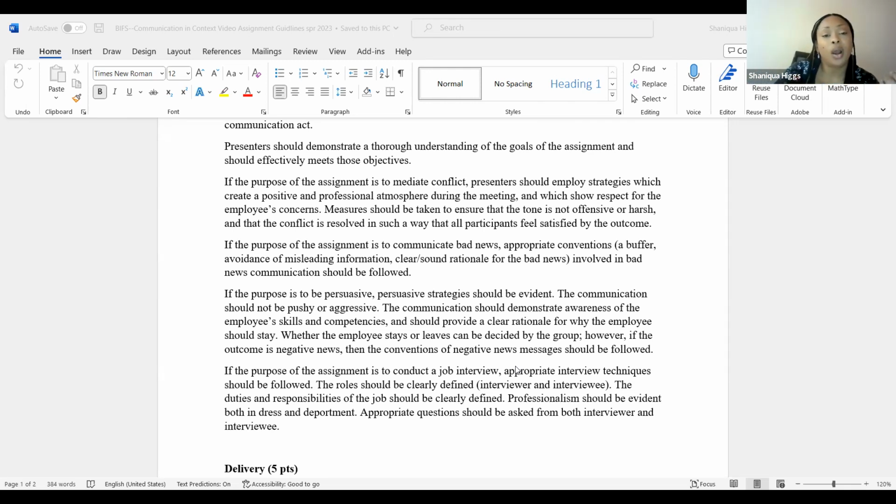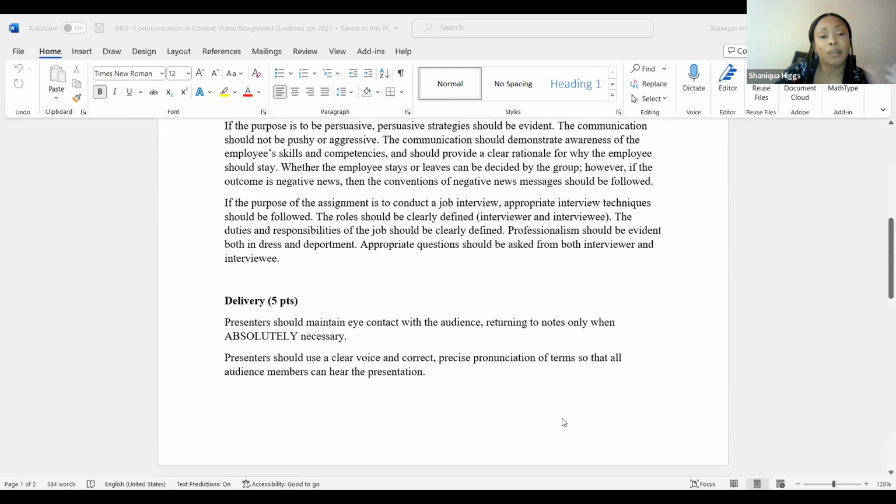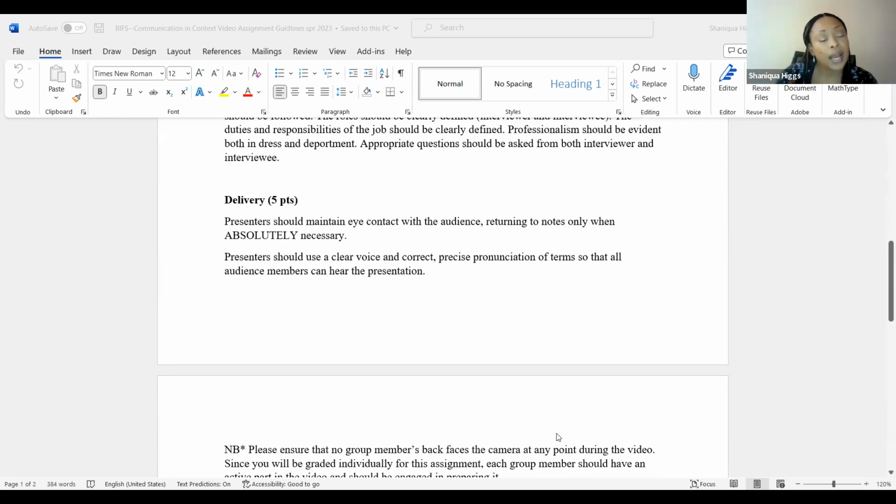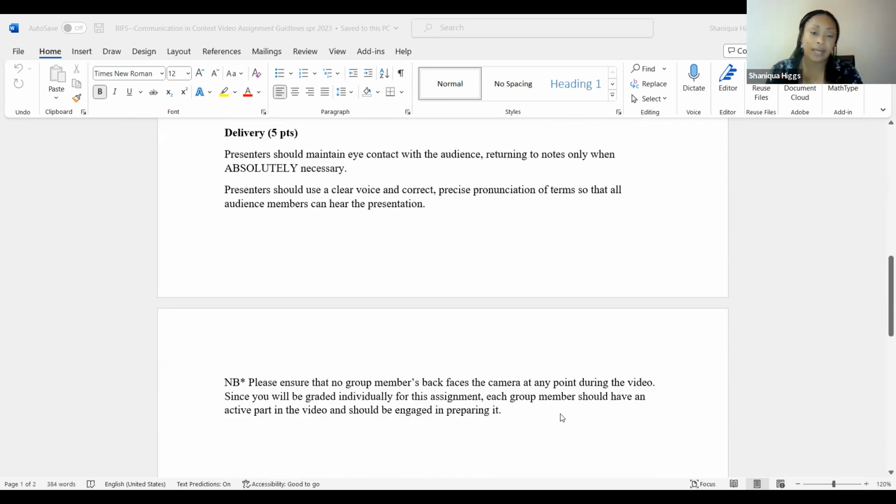Because you are each, I see a hand, Leslie, 1 second. Because you're each being graded individually for this assignment, I graded you as a group for the marketing assignment, but you will be given an individual grade. Each member of the group should have a clear role and should be involved in putting this together, right? Nobody's back should be to the camera. I'm hoping that you can nominate a third party, or you have someone willing to help you to record your short video, and that you have the means to do it.